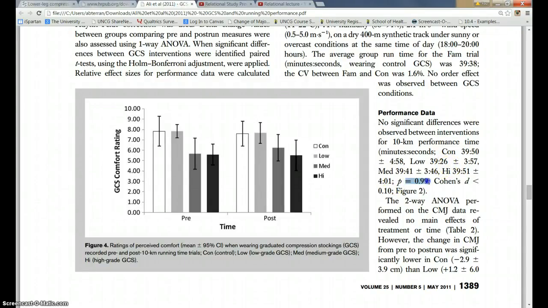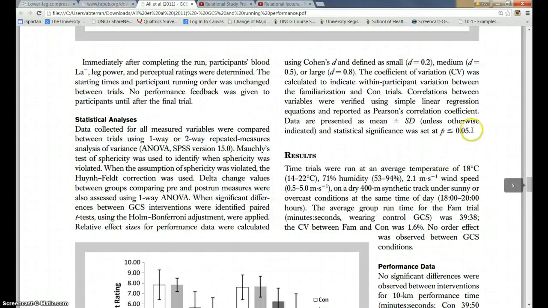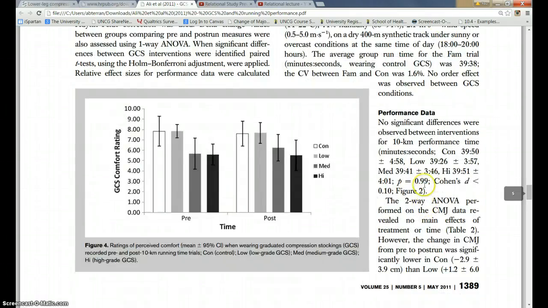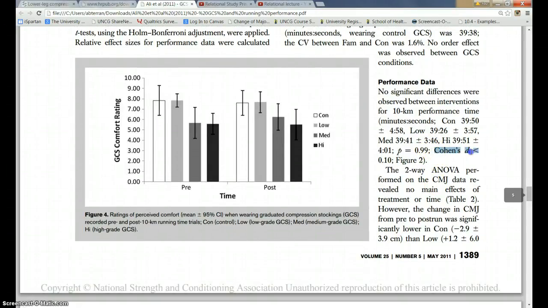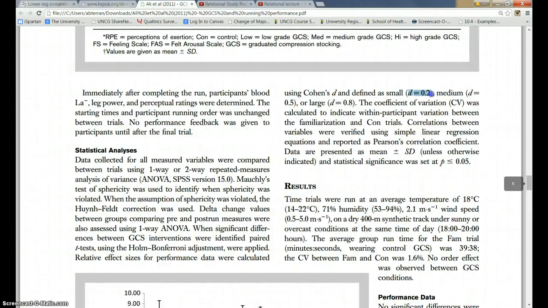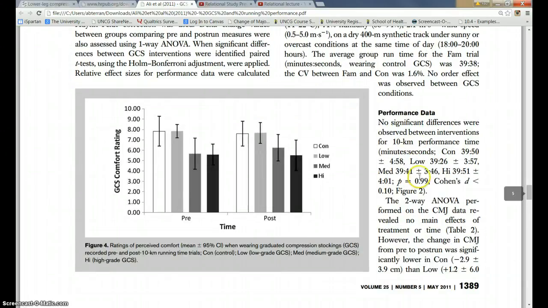Their p was 0.99. Well, they already established it at 0.05, so obviously it should be less than 0.05. 0.99 is higher than 0.05, therefore no statistical significance. And their Cohen's d, which is their effect size, is less than 0.1. Well, they already defined their effect size as 0.2 being considered small. So this is less than small. So I guess very small.